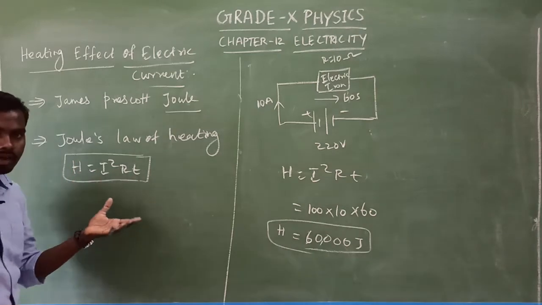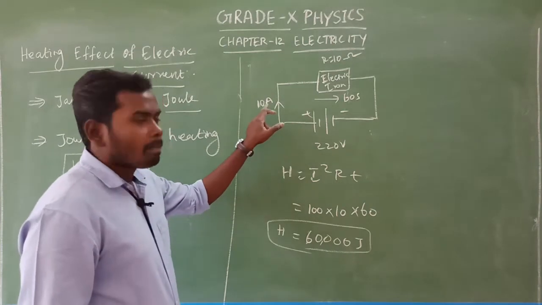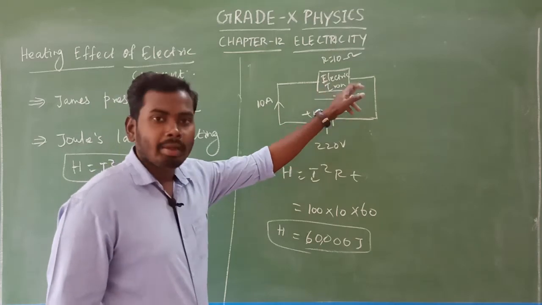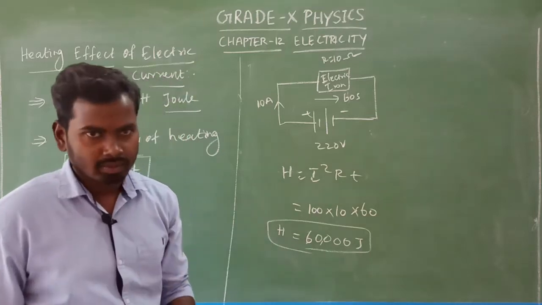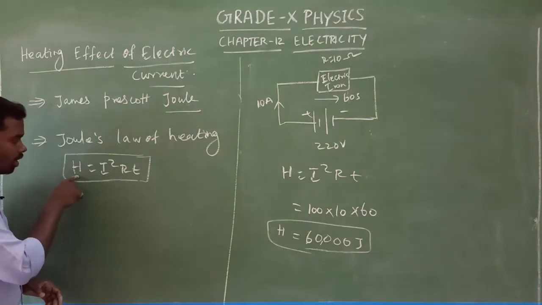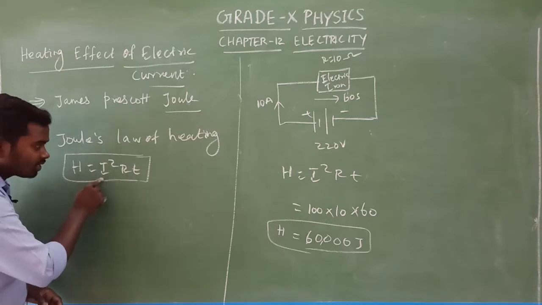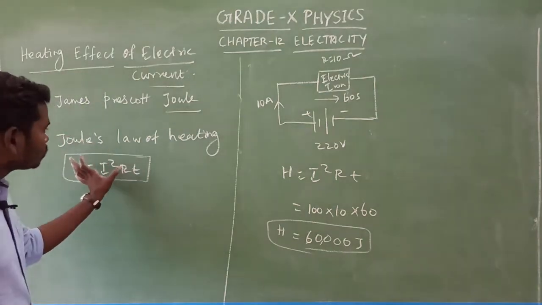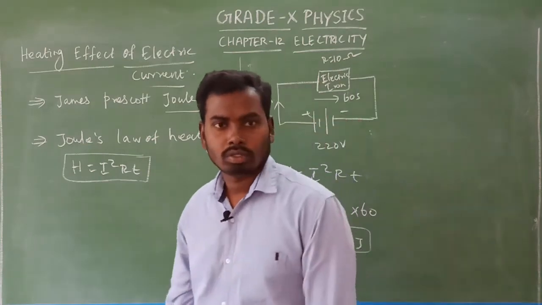So what is Joule's law of heating, sir? When current I passes through a conductor having resistance for a particular time, there will be heat energy developed. Note this point, that heat is equal to the product of the square of current, resistance and the time. So this formula is Joule's law of heating. Very easy, students.